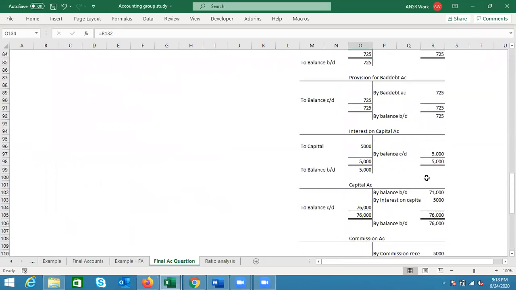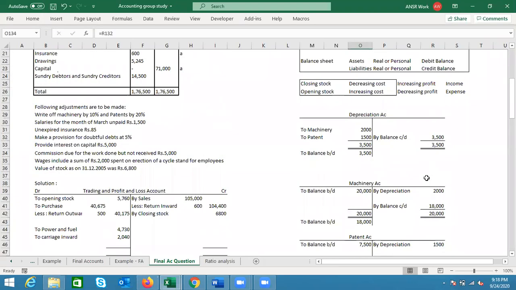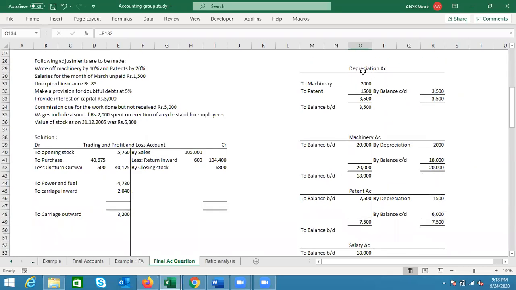Okay. Now that we have done it, let's go account by account and post them. Account by account and post them in where? Profit and loss account and balance sheet. Let's go to the depreciation account first. Depreciation account will go where? Trading account, profit and loss account, or balance sheet?